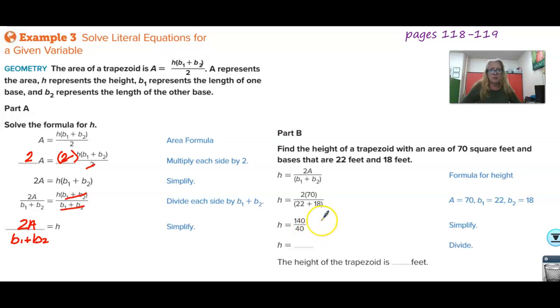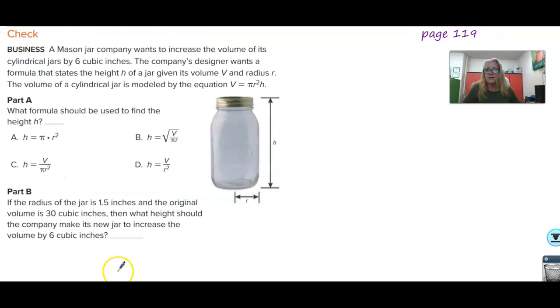And then, want me to divide that? I could divide 120 by 40, but I don't know about 140. 140 divided by 40 is 3.5. So the height is 3.5 feet, or 3 and a half feet. I'm a lover of fractions, so fractions.